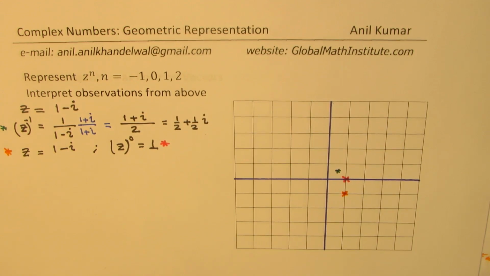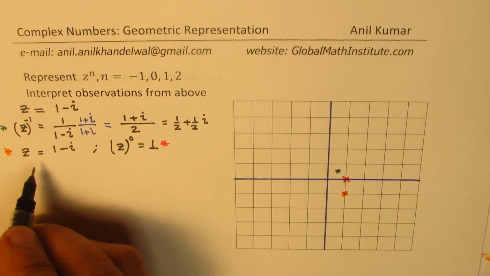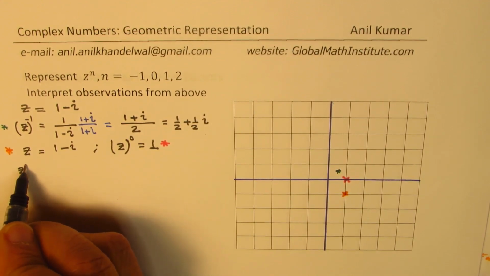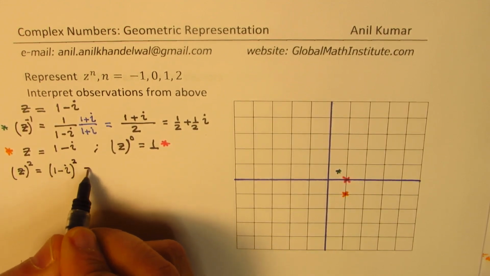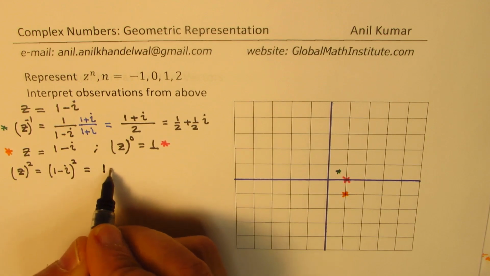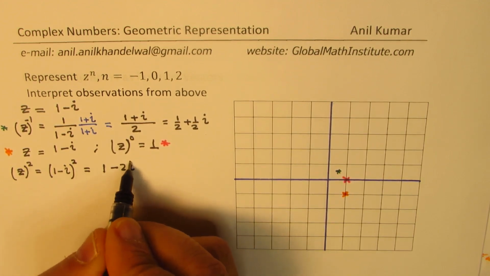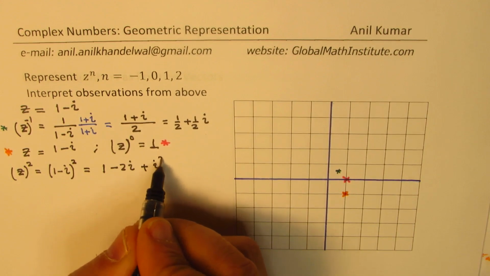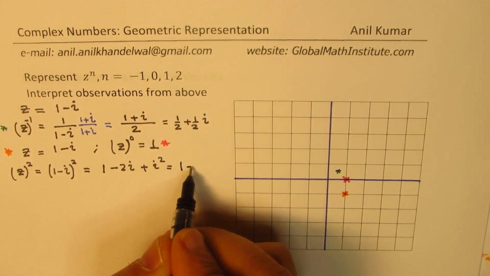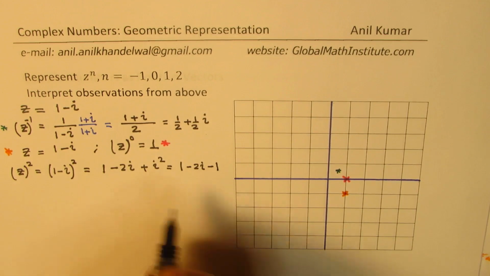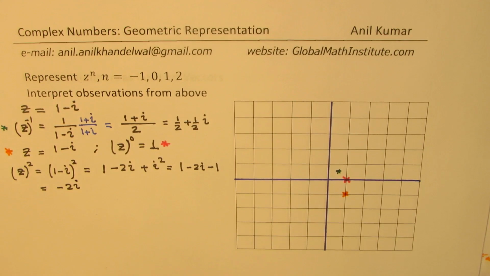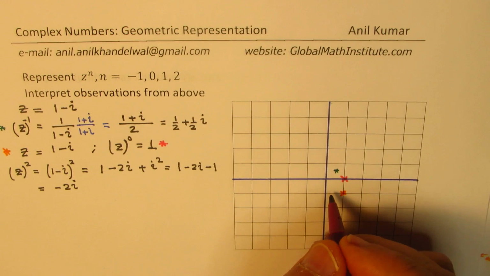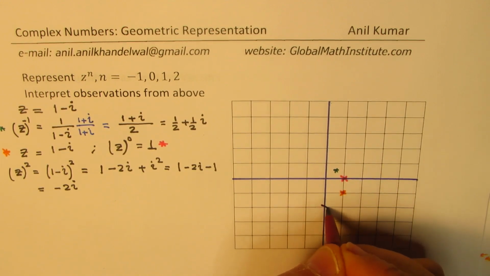Now, the next point which we are going to consider is z squared, right? Or 1 minus i whole squared. And that is 1 minus 2i plus i squared, or we could write this as 1 minus 2i minus 1, and this is actually equal to minus 2i. So minus 2i will be this point.